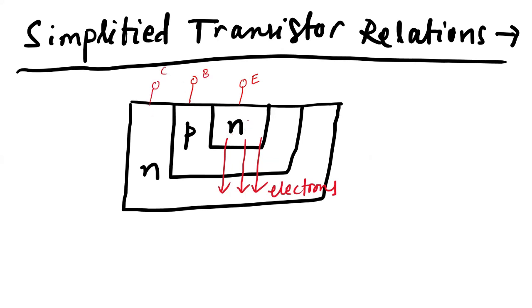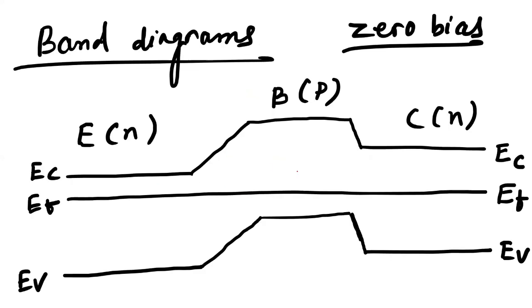So electrons go from the emitter region through the base region to the collector region. This is an oversimplified process of showing the injection of the electrons from the emitter through the base to the collector. So if you just look at the energy band diagram for the transistor, it looks like this.